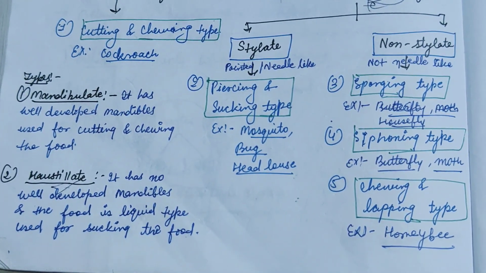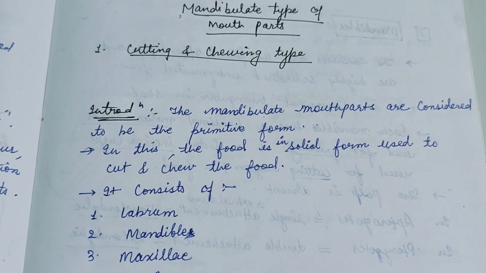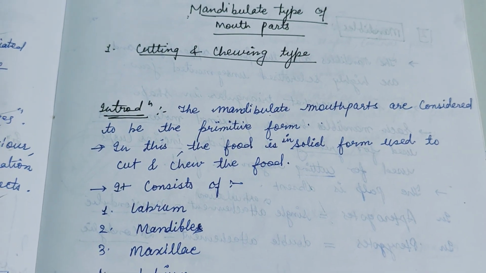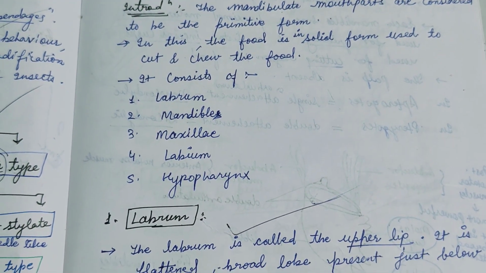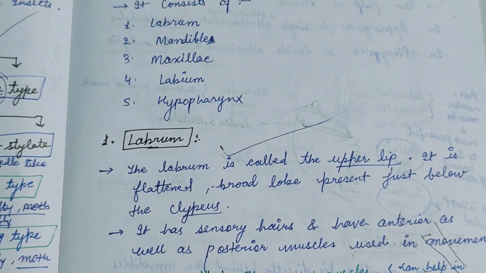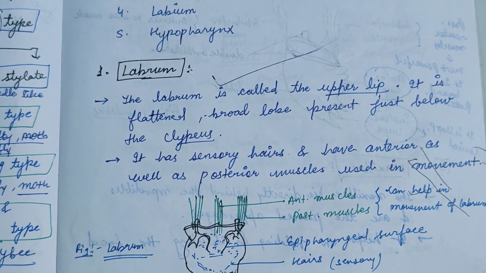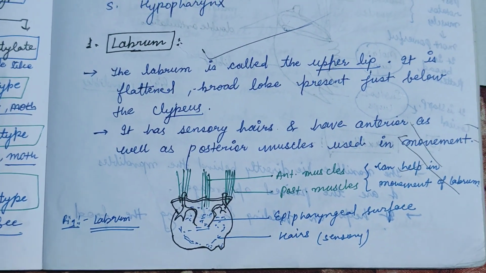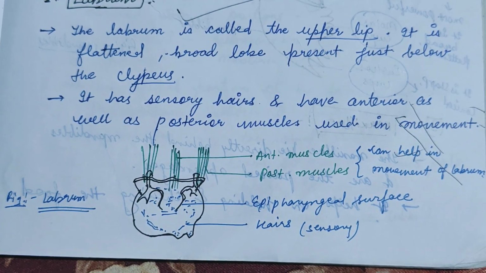Through this video, we'll see the mandibulate type of the mouth part. It is considered to be the most primitive type of the mouth part and consists of the labrum, mandible, maxillae, labium, and the hypopharynx. The labrum is called the upper lip, and it is flat and broad, present just below the clypeus. It is sensory. It has sensory hairs and well-developed posterior muscles used in movement. Here is the figure of the labrum.